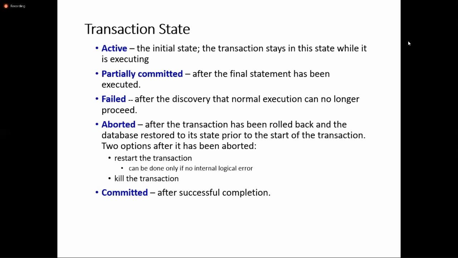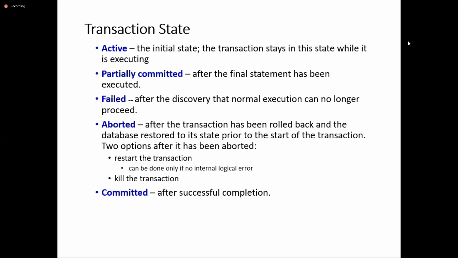Aborted is the state after the transaction has been rolled back and the database restored to its state prior to the start of the transaction. After it has been aborted, there are two options: restart the transaction or kill the transaction. If an error or failure happened, you can restart the same transaction.